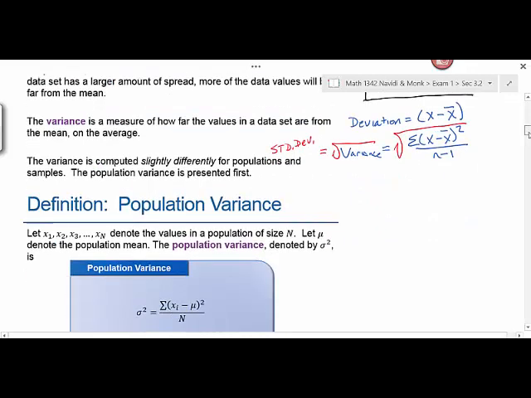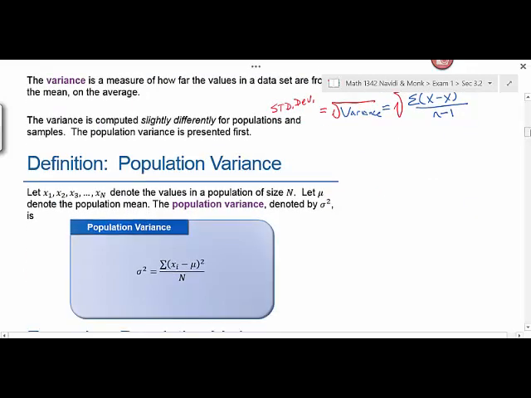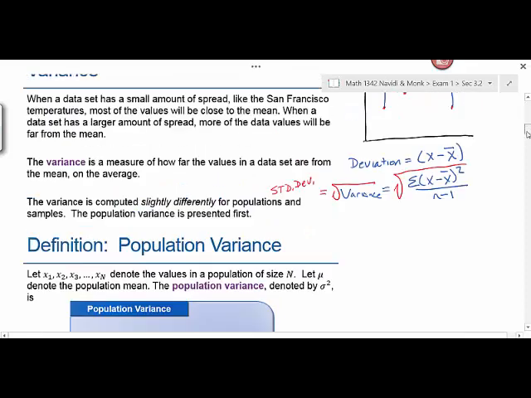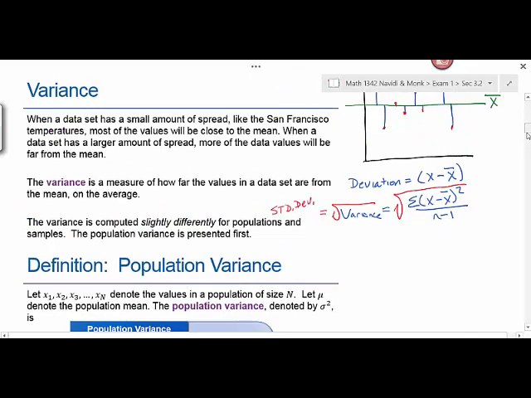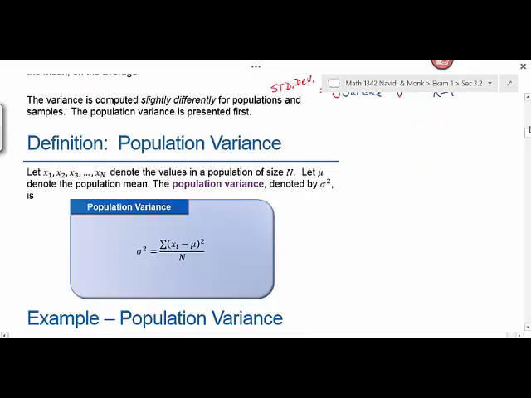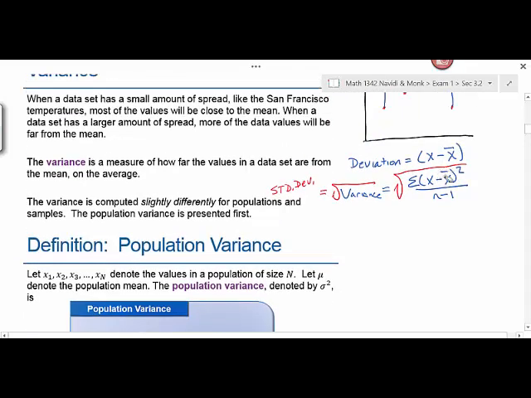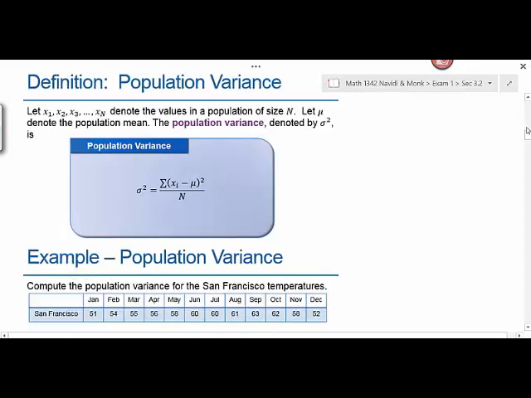Variance is computed slightly differently for populations and samples. The population variance is presented first, and it looks just like what I gave you up here, except that we divided by n minus 1. The reason that we divide by n minus 1 for a sample is because with the population data, the average for the population is going to be known. When we use the sample, we're going to use the x bar like I did here, and the x bar tends to underestimate the population mean as a rule, so to offset that underestimation, we divide by a little bit bigger number in the denominator. That's why we divide by n minus 1.